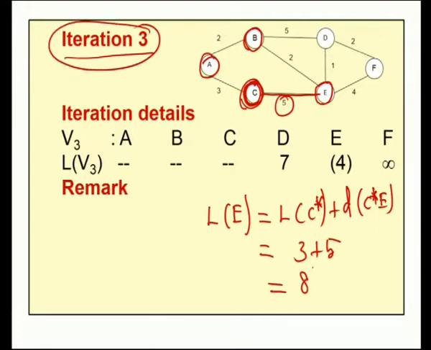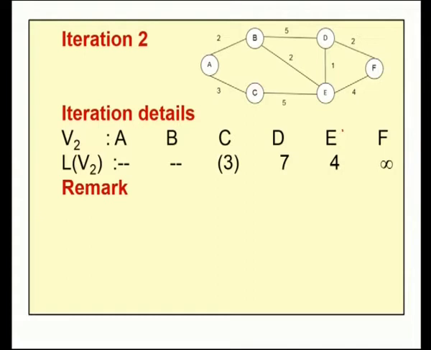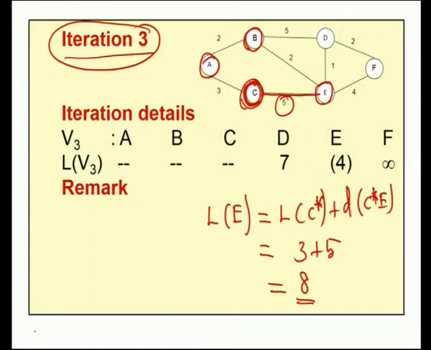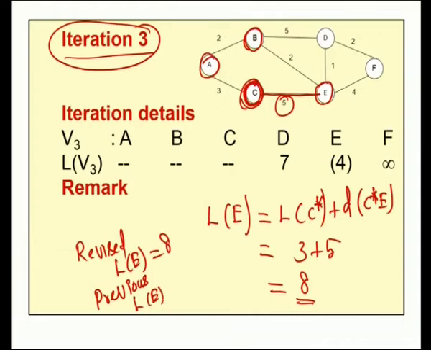Here we should make one point that in this iteration 3, our labeling value for the node E is 8, but in the previous step we already assigned the labeling value for the node E as 4, because in the previous step E is the adjacent vertex to B. Therefore, taking those labeling values into account, our revised labeling value of the node E is 8 and the previous labeling value of the node E is 4.